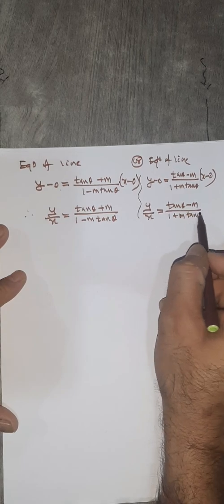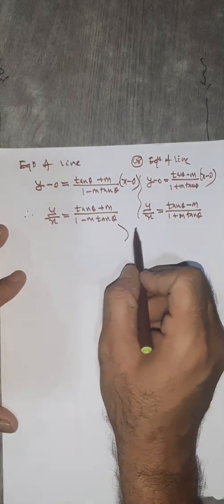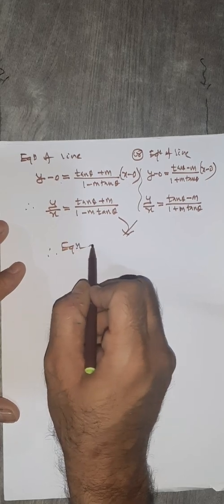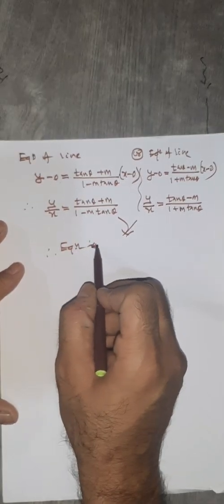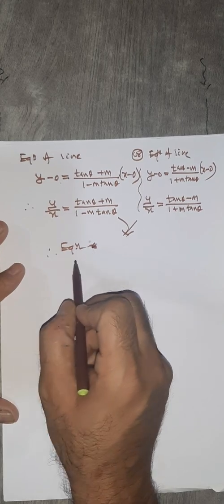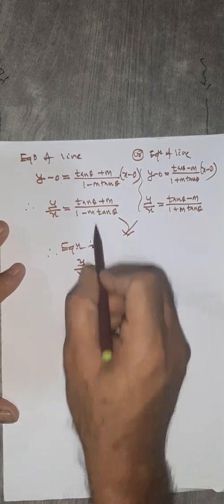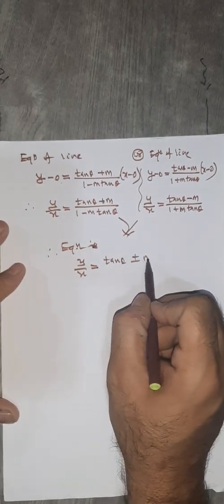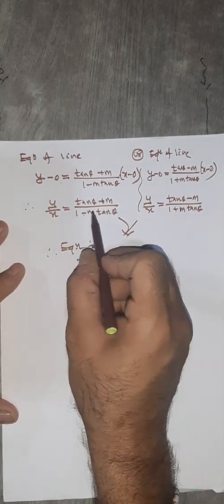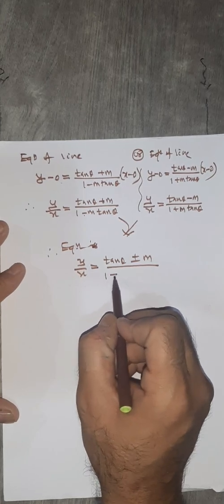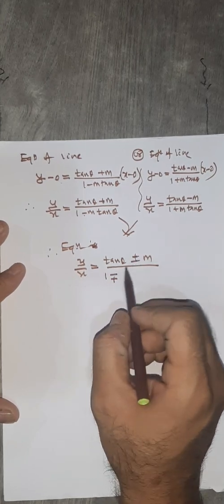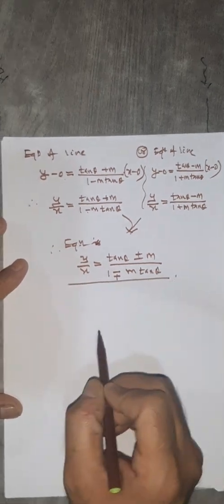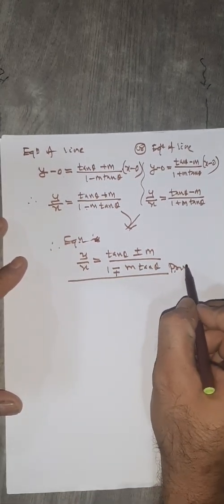Right? You can just combine these two and write it as a single equation. Therefore, finally, the equation here: y by x equals tan theta plus or minus m upon, if you have plus then minus, so we write minus and plus, plus then minus, minus then plus, m tan theta. Right? And therefore proved. That's what you want.